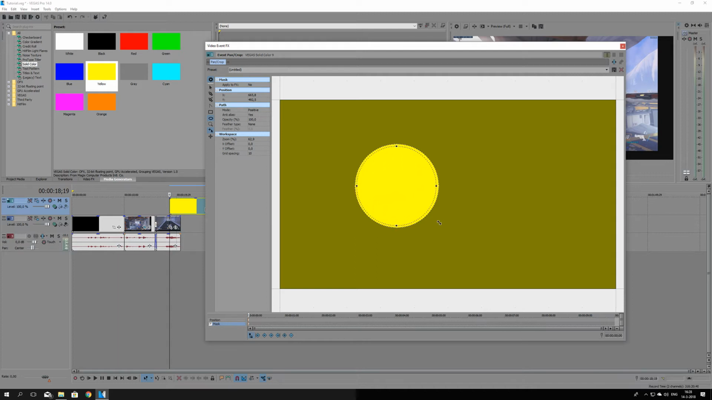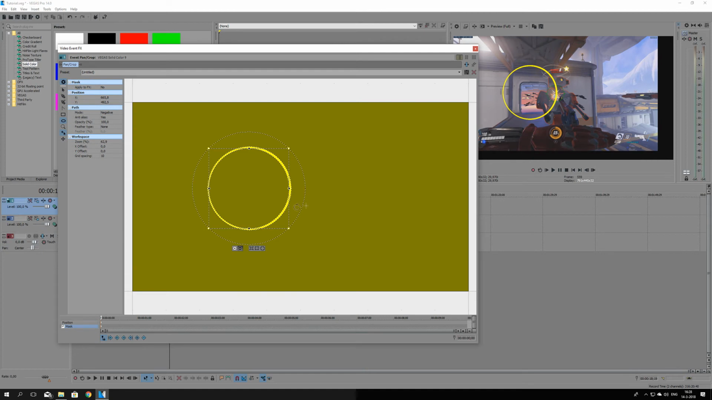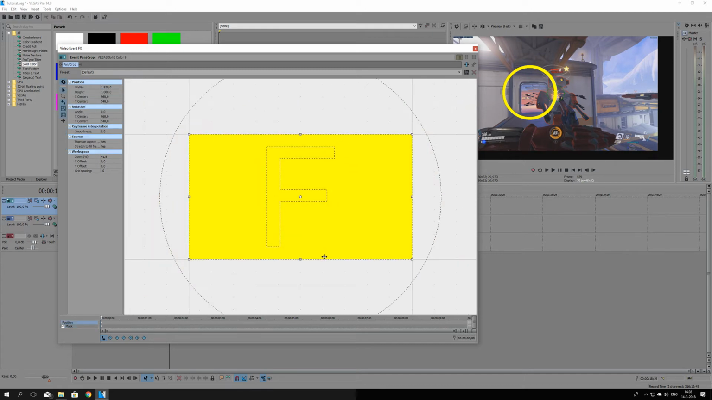And now we can do it like that, and then instead of the plus sign you have to do the minus sign, and there is your circle. Let me make it a little fatter like that, and then we can go to position or circle.